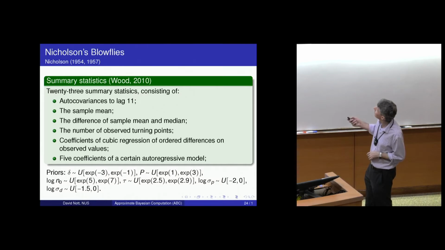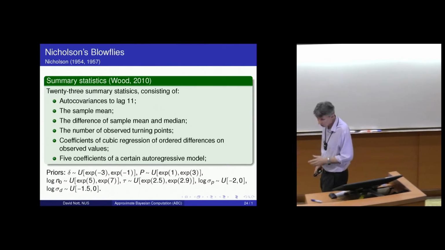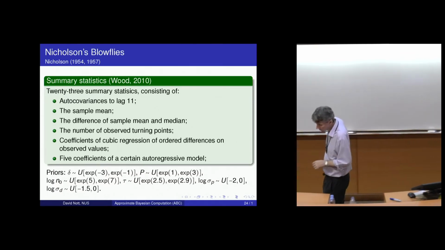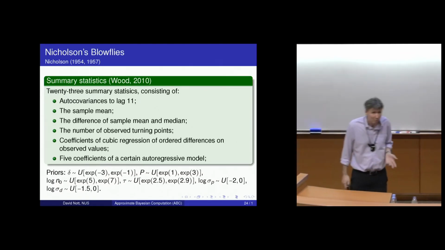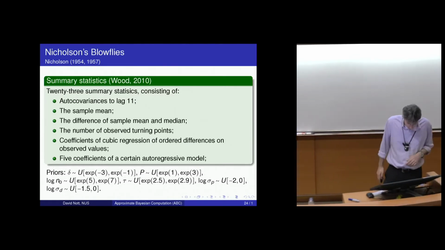And we have five coefficients of a certain autoregressive model. So there's some sort of surrogate model with a tractable likelihood where it's thought that the estimated parameters in that model are informative about the dynamics.